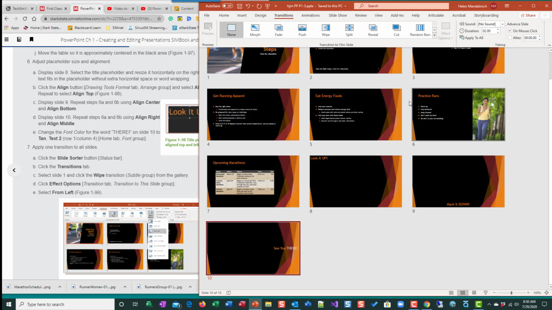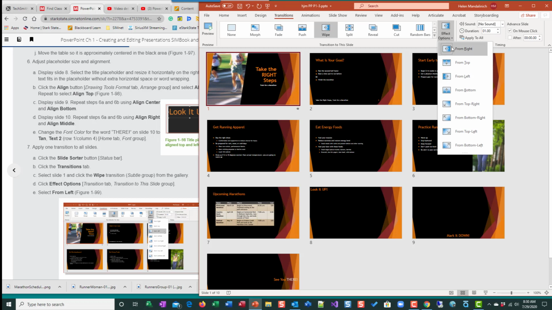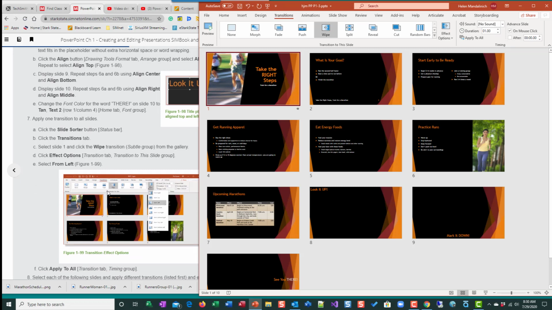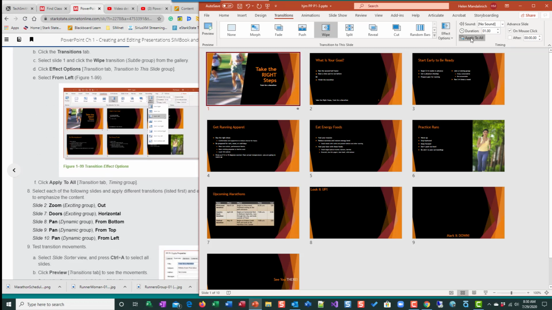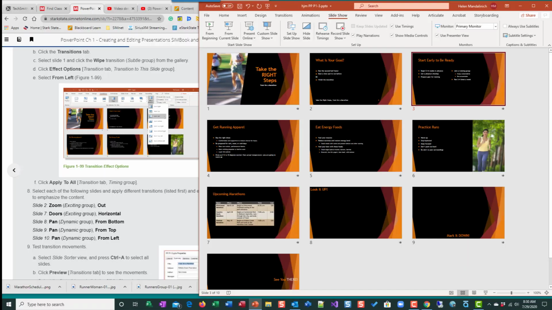So right now we're trying to transition between slides. So we want to select slide 1, and in this transition, we want to find Wipe. So right there, Wipe. And in Effect Options, we want to do From Left. And then we want to Apply to All. So if I was to run the slideshow now, you can see it's wiping from the left. Okay, we applied it to all.